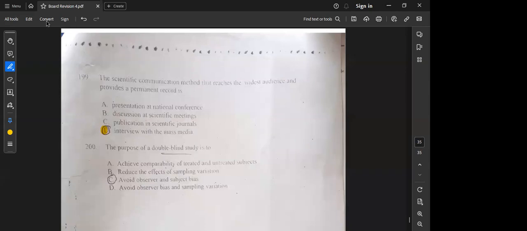Yes. Continue. How about C, publication in scientific journals? That one is also a permanent record. That's true. It's permanent, but do you think everyone will get access to the journal? Because the point is the widest audience and still permanent.